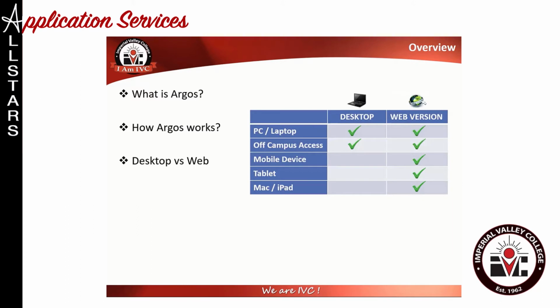When you talk about Argos, you will hear that we have a desktop and a web version. What they have in common is that they both work on a PC, a Windows laptop or PC, and they are both accessible off campus. The big difference is the web version will work with Mac and with tablets, iPads, or mobile devices. The desktop version will not work on a Mac.